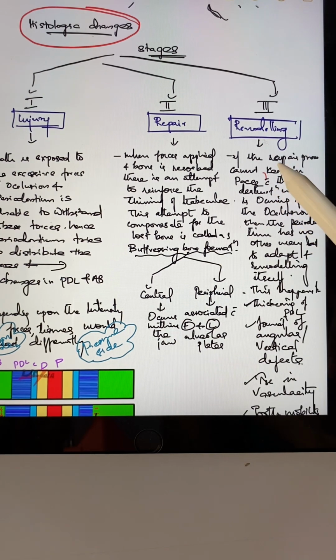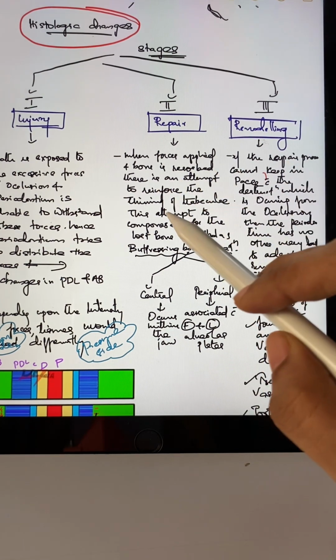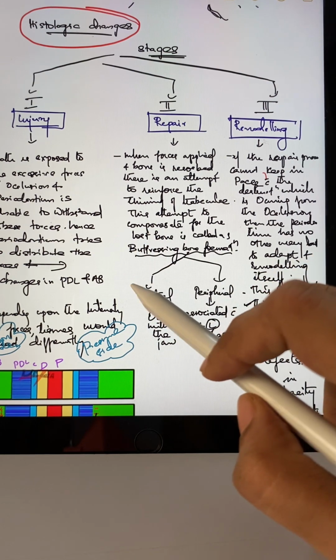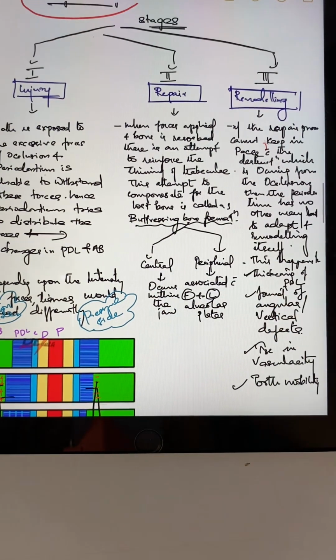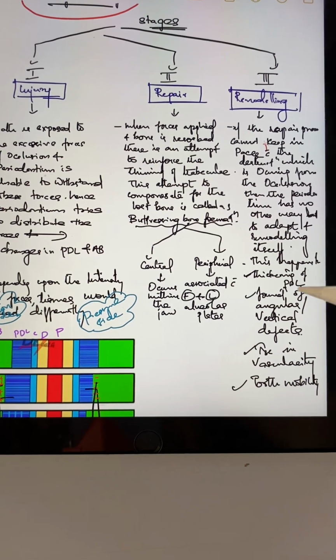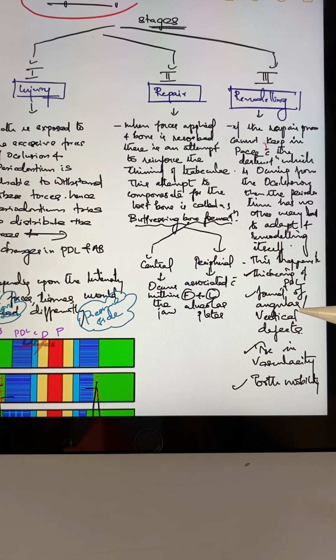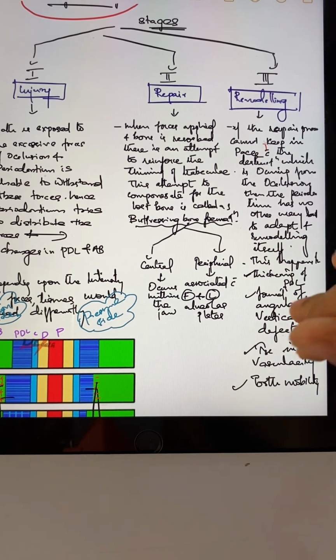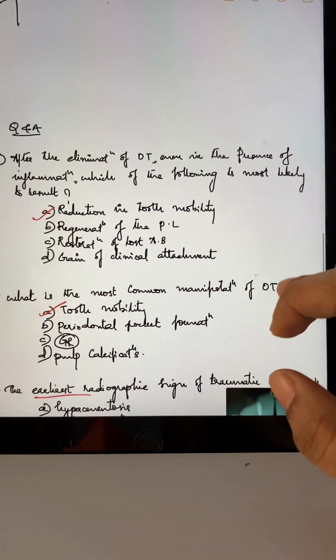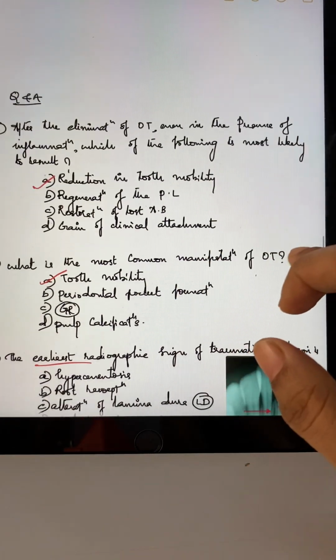Remodeling means if the repair cannot keep pace with the destruction occurring from the occlusion, then the periodontium has no other way but to remodel itself. So this happens by thickening of the PDL, formation of angular or vertical defects, increase in vascularity and tooth mobility. Then next we will answer some questions.